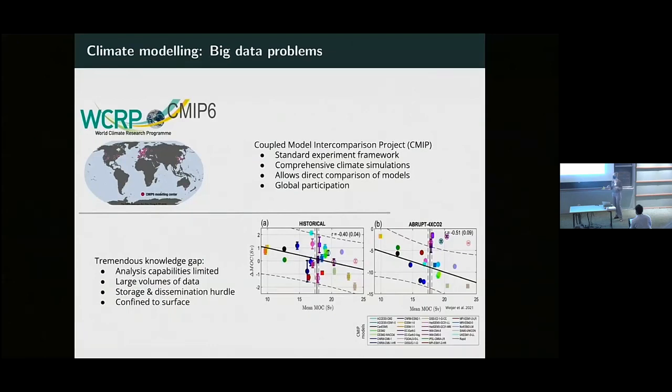And I can't really look at the in-depth circulation here. This is an example from a paper looking at the Atlantic overturning circulation, where each of these dots is one number, and that's kind of what you have to go with.